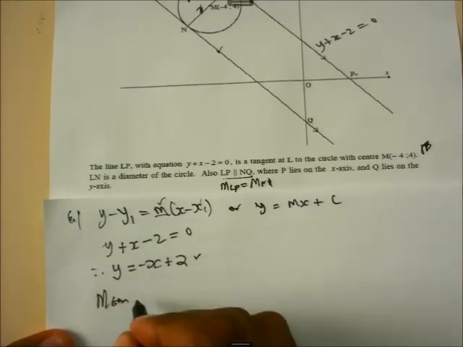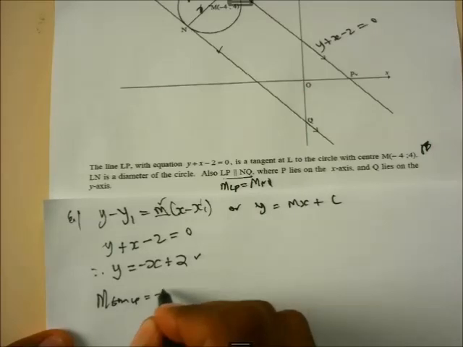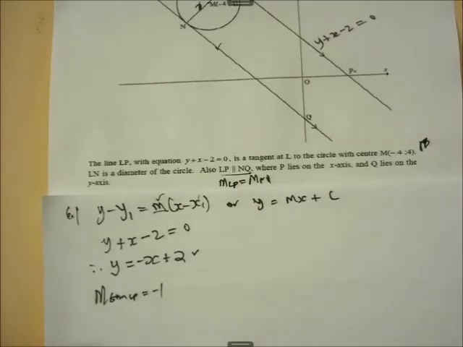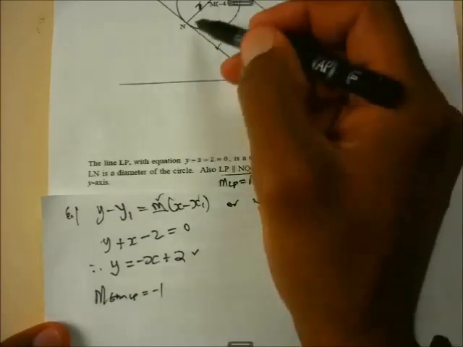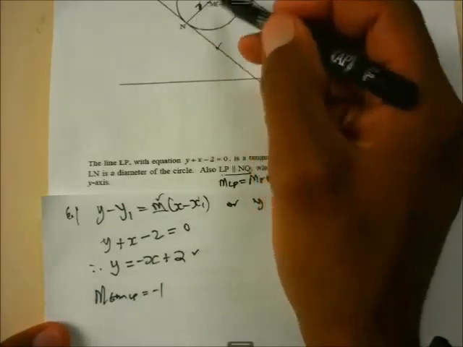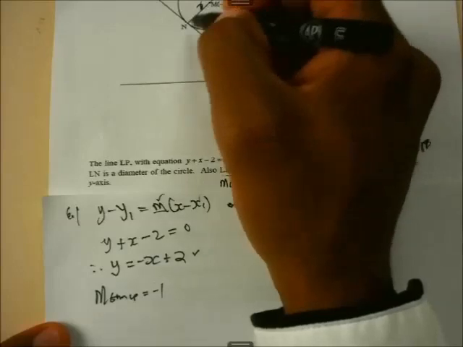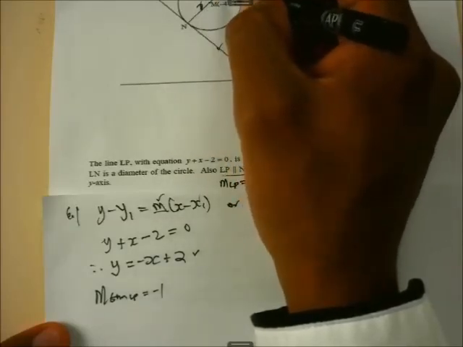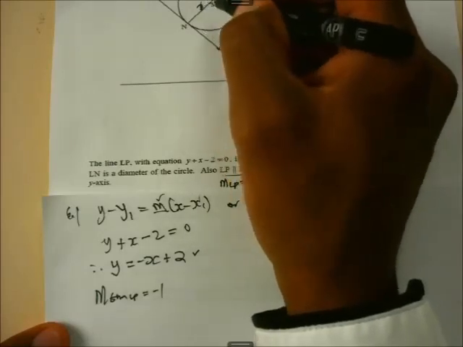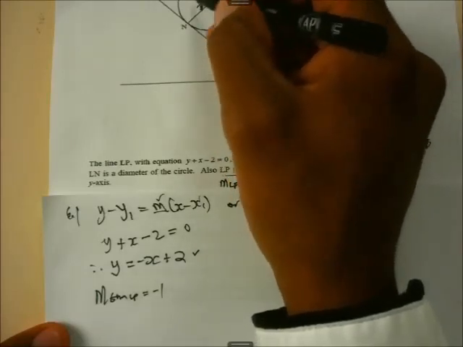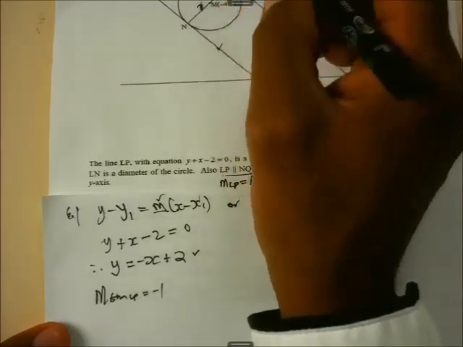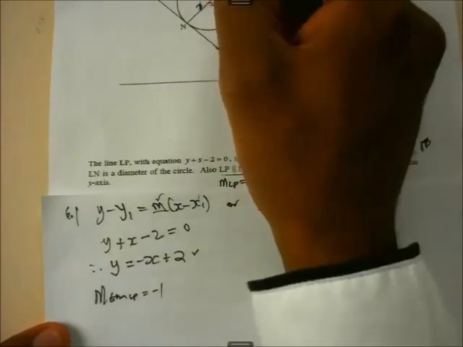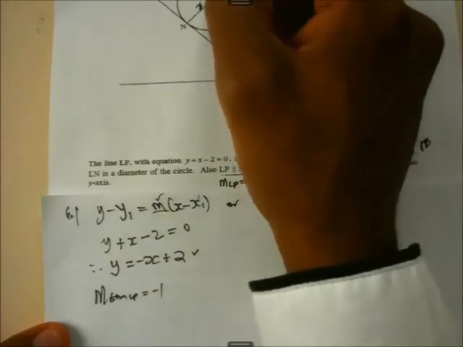The gradient of the tangent LP is equal to -1. If the gradient of the tangent LP is equal to -1, what is the gradient of the radius? What is the gradient of the diameter? Remember, if this is the diameter, it means if I divide it into 2, we're going to have R1 on this side, R2 on this side, so that when we add the 2, they can give us the diameter.